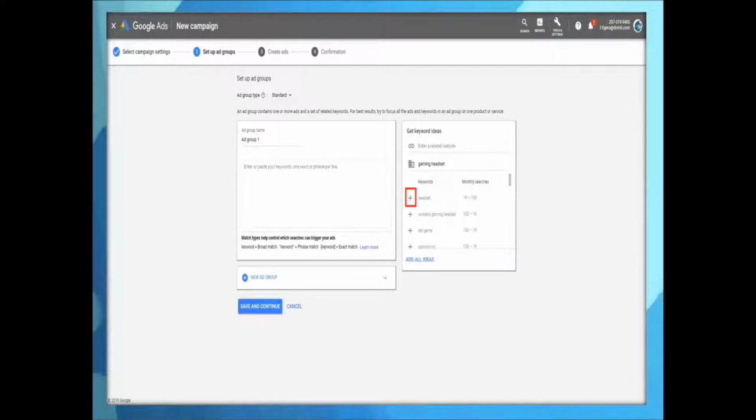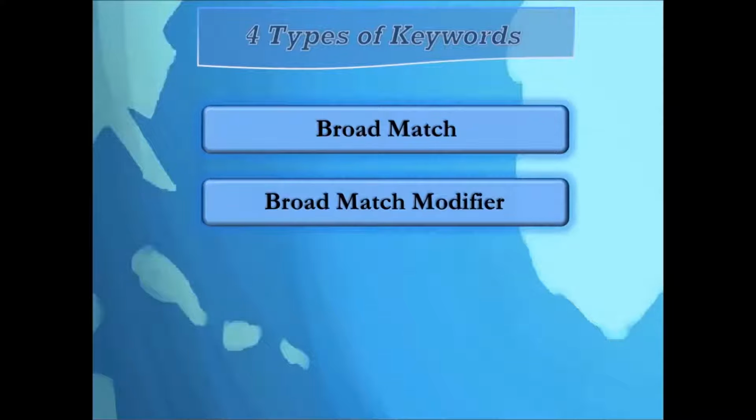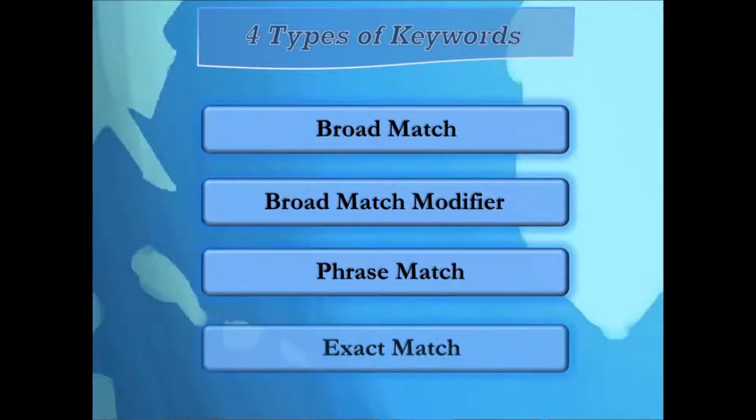Okay, this is another area where a lot of people will mess up and end up wasting a lot of money. You do not want to just type in a bunch of keywords and be done with it. Here's why. A keyword is separated into four types: broad match, broad match modifier, phrase match, and exact match.